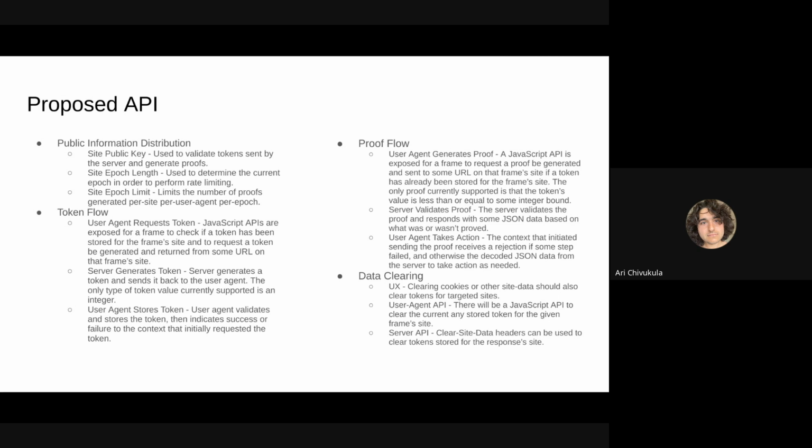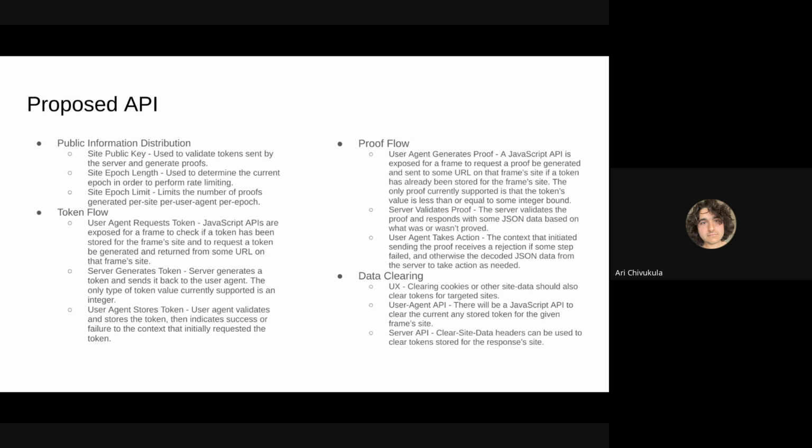So then for the flow itself, the user agent has to have an ability to request a token through a JavaScript API. The server is going to generate that token. The user agent is going to store it. This is the flow we just went through on the previous slide. And then for the proof flow, similarly, the agent has a JavaScript API to trigger the generation of a proof based on a previously stored token and to check it against some information that the issuer is providing. That would then be sent back to the server for validation.